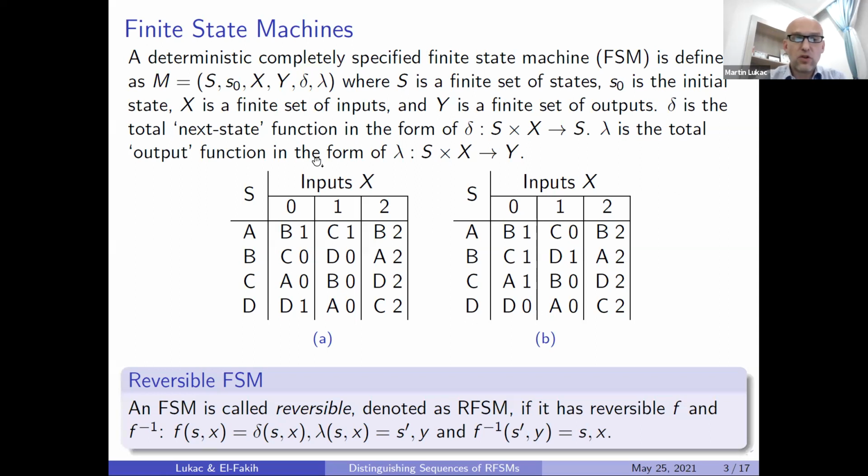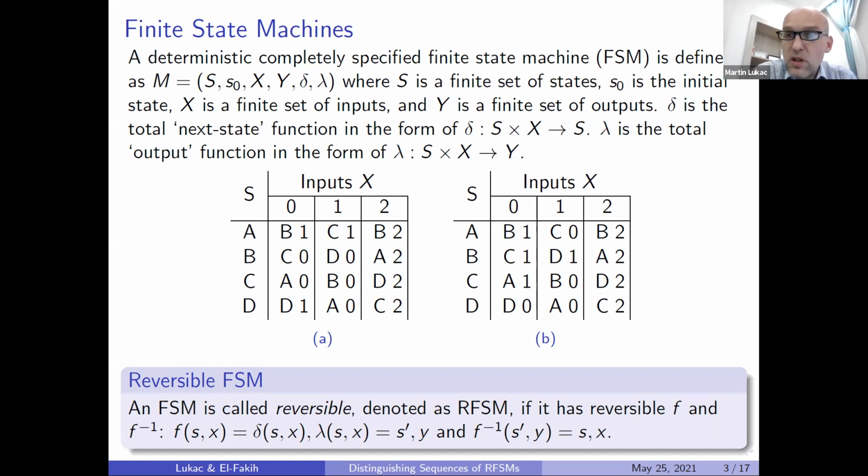An example of a definition of a finite state machine can be seen in table A, where you can see on the left side under S all the present states. We have inputs 0, 1, 2, and for every combination of state and input, we have a new state and a new output generated. Now, similarly to an FSM, the reversible FSM is also defined in the same way, with the only difference that we define a function f that takes as input a state and an input and generates as output a next state and an output.